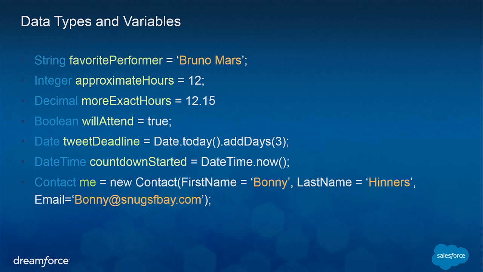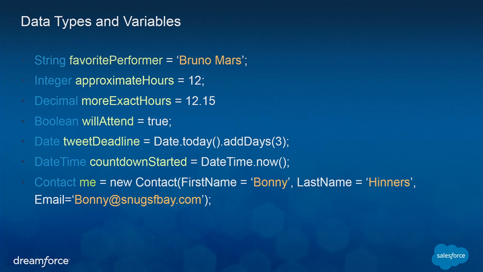And the date time, I'm going to do a countdown started. The D probably should be capitalized there. But anyway, date time, we're going to start that now, and that now is going to start 27 minutes into my session, to the countdown to our concert. And you can also create variables that represent Salesforce objects. The last example is that contact, the variable name is me, and the contact first name is Bonnie, last name Henners, and that's actually my email address, but it's one I don't check very often, so don't expect a reply back if you use that.